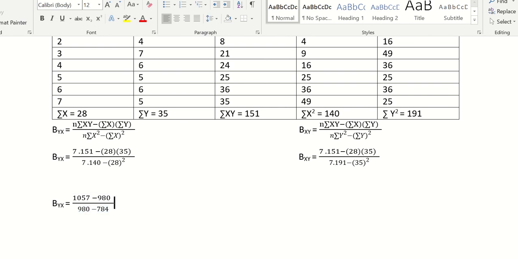Now similarly we will calculate for byx, this one. Numerator will remain same, 1057, and 28 into 35 is 980. Now denominator will be different. So 7 into 191 is 1337, minus 35 into 35 is 1225. Now we will solve it.